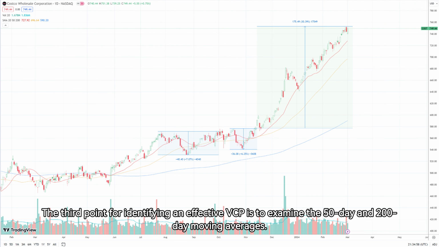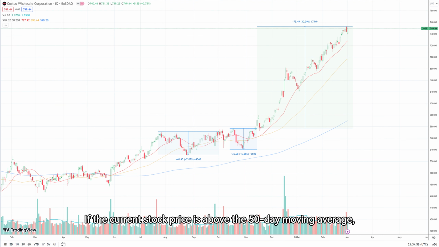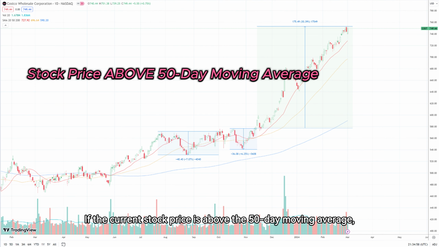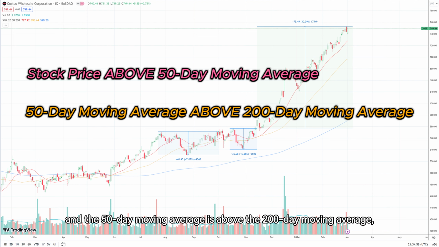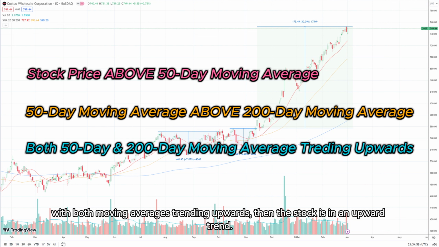The third point for identifying an effective VCP is to examine the 50-day and 200-day moving averages. If the current stock price is above the 50-day moving average and the 50-day moving average is above the 200-day moving average, with both moving averages trending upwards, then the stock is in an upward trend.